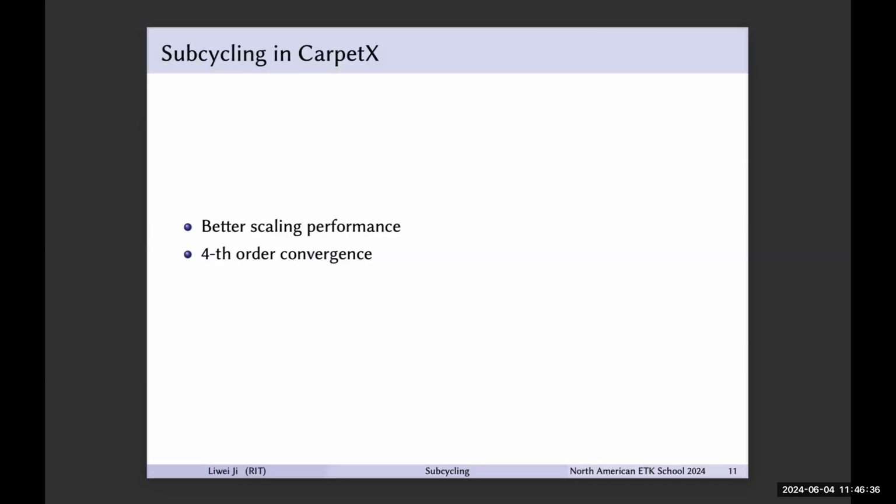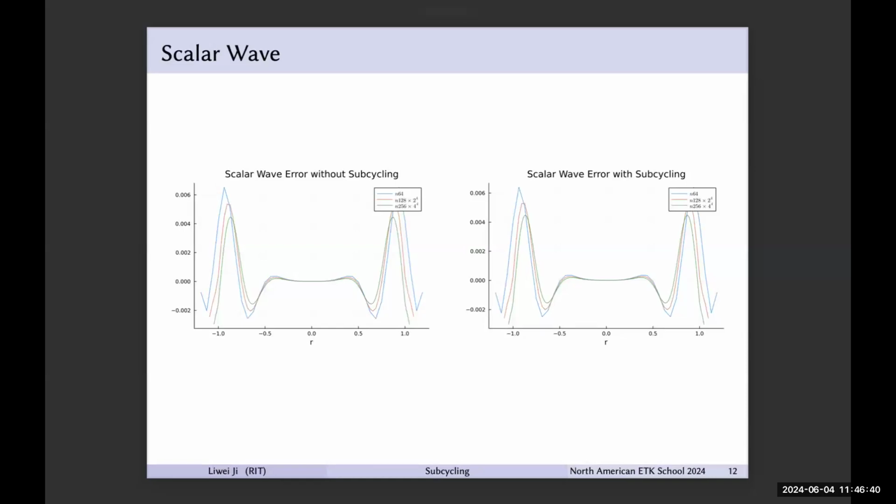So next I will try to show some tests done with the new implementation of subcycling in CarpetX. First, we try a scalar wave. It's a triple scalar wave, which has a pulse at the center, starting away from the center. These two tests are done in CarpetX by turning subcycling on and off.